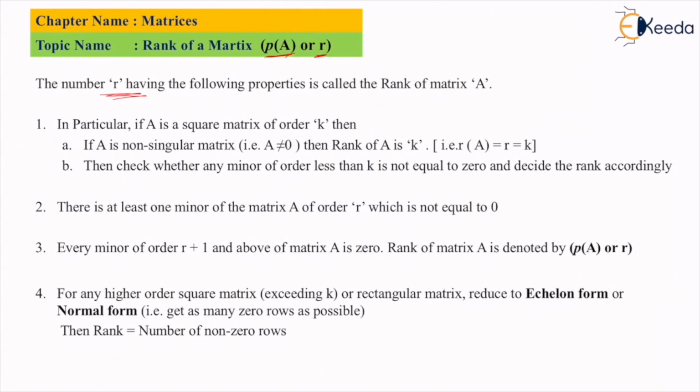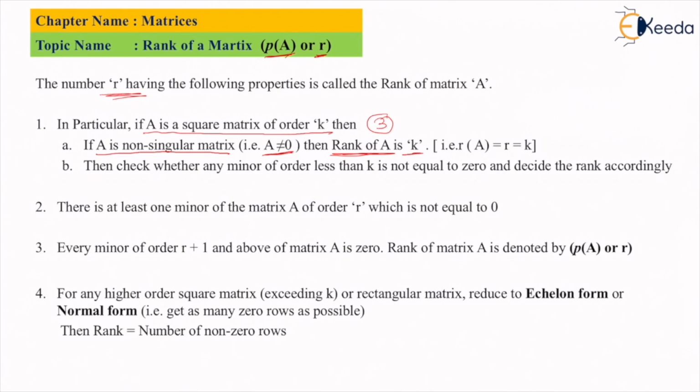So the first one is, let's say if A is a square matrix of order K, so in our case our order is 3. So let's say if A is a square matrix and if A is a non-singular matrix, it means its determinant is not equal to 0, then whatever is the value of K or the order of the matrix, it is equal to the rank of that matrix.